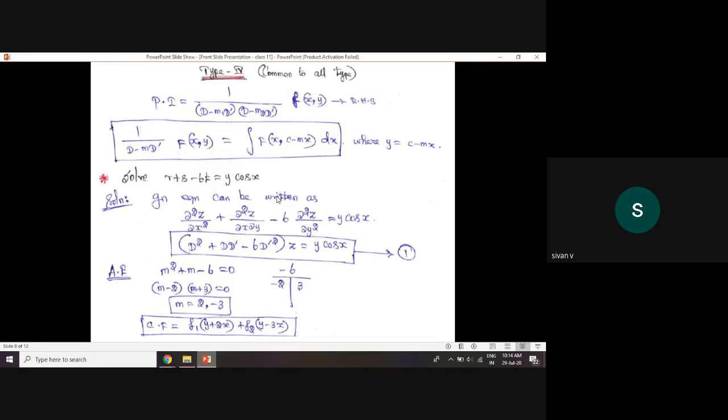The derivative form is del square z by del x square plus del square z by del x del y minus 6 into del square z by del y square equals y cos x. This way, D square plus D D dash minus 6 D dash square. They will write it like this. Is there a procedure to form the complementary function? First, make the auxiliary equation. To get the auxiliary equation, replace D by m and D dash by 1 and z equal to 1, and right hand side equal to 0. By making this substitution, we will get m square plus m minus 6, and then solve in the usual way.